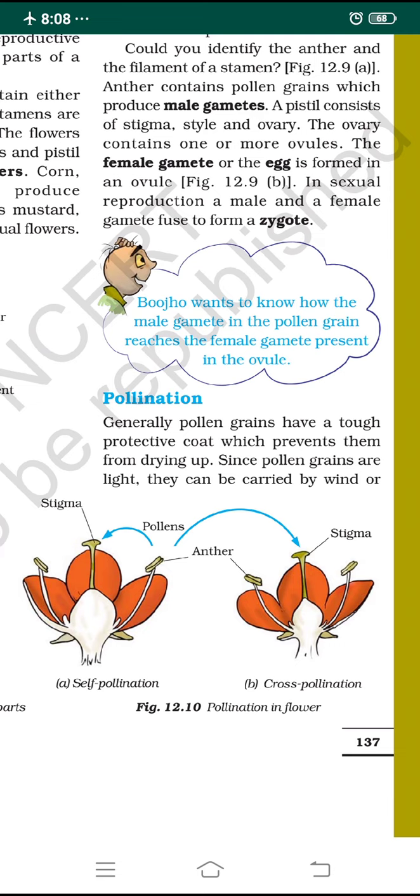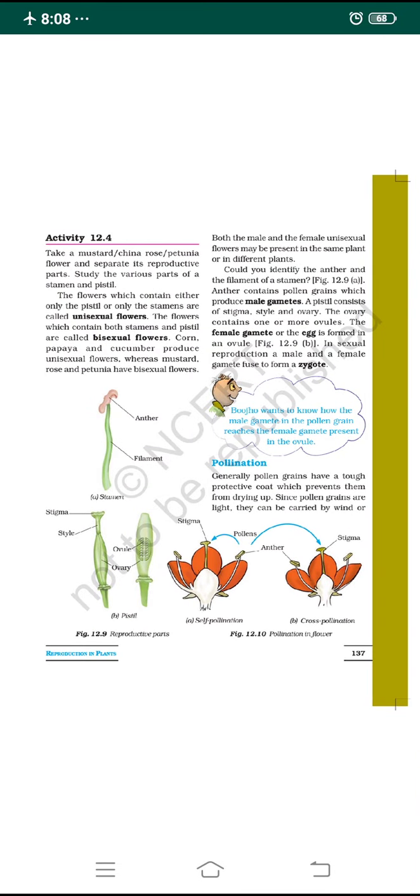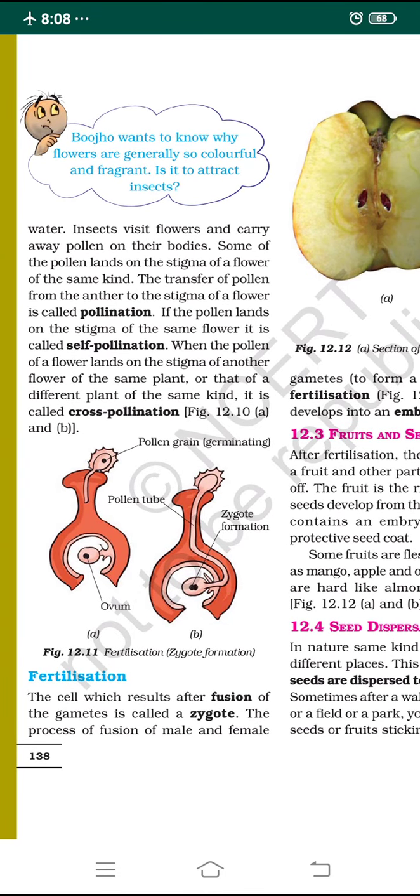So that is explained through the diagram. I hope you will understand now. The transfer of pollen grains from the anther to the stigma of the plant or a flower is called pollination. That is explained nicely through the diagram here. Now look at the diagram here, figure 12.11.